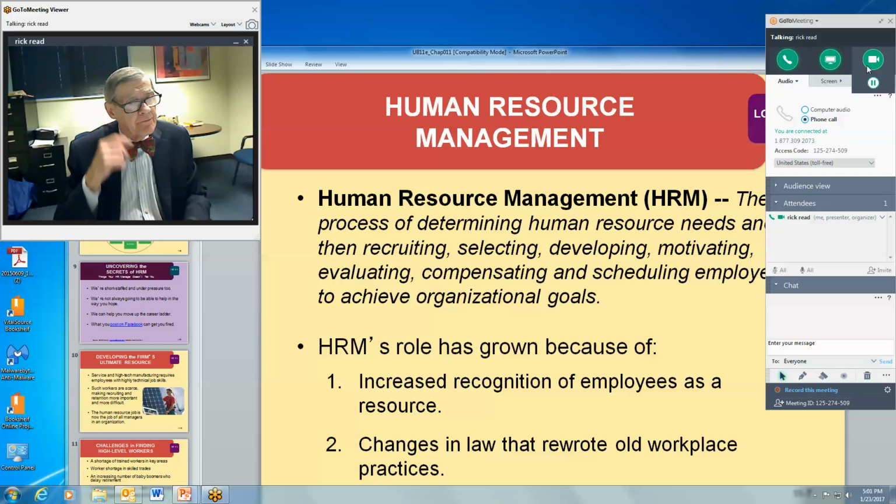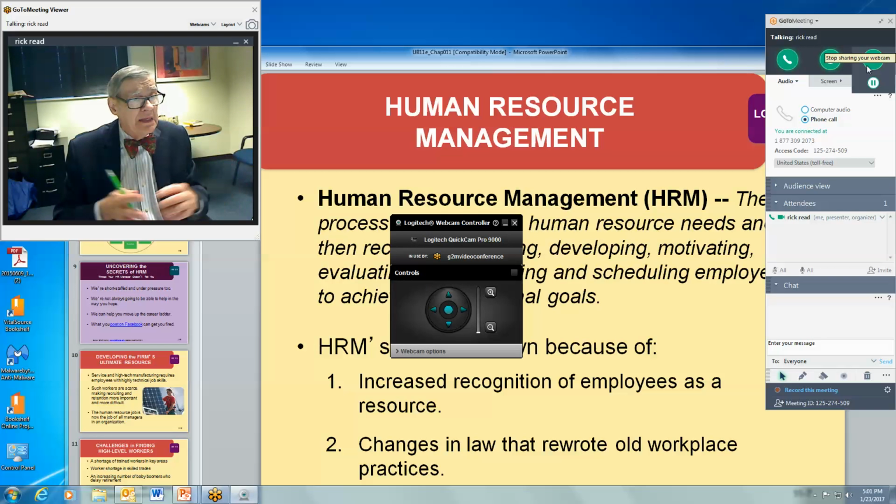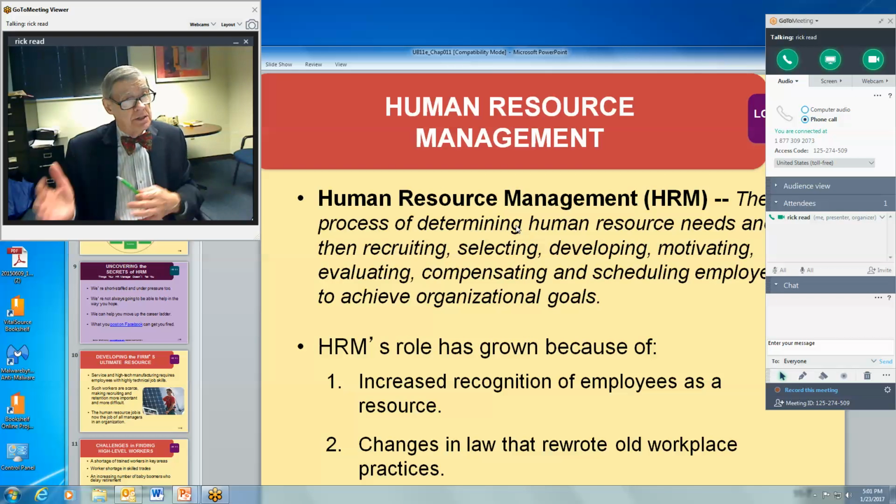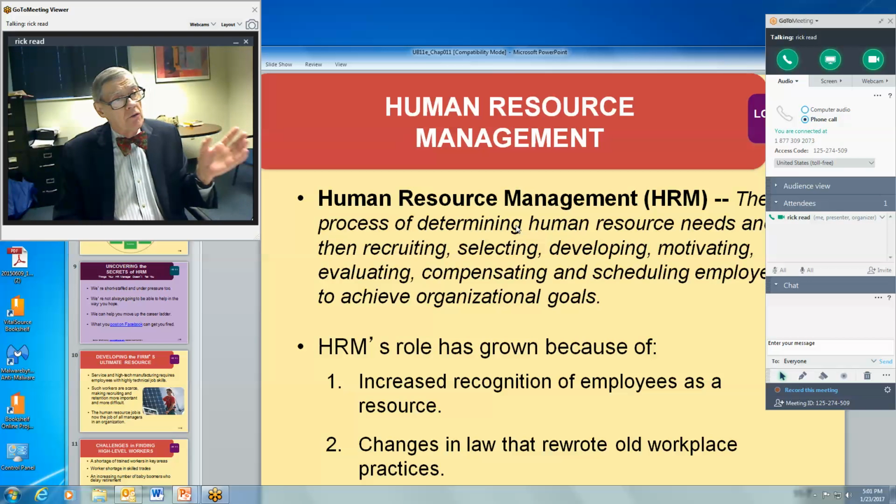So human resource management is a process of, first of all, determining what we need to staff the organization, and then finding those people, otherwise known as recruiting. After we've recruited, we have to select from those that we've recruited. Now, there's a weeding out process that goes through the selection, and then we need to develop and motivate them, evaluate them, and compensate them.